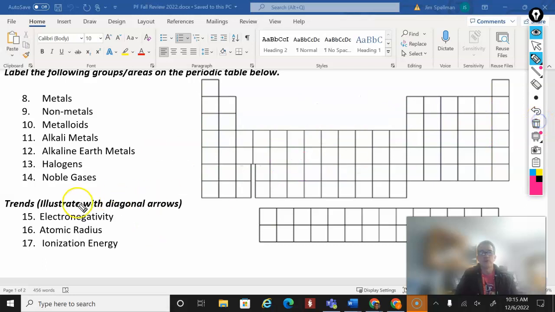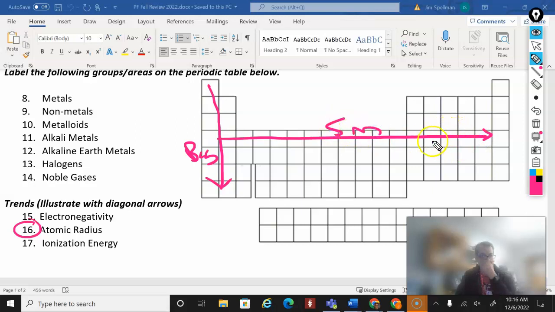So when you have questions about an atomic radius trend, again, we're getting bigger as we go down. And if we stay in the same row or the same period, they would technically be getting smaller as we move from left to right.